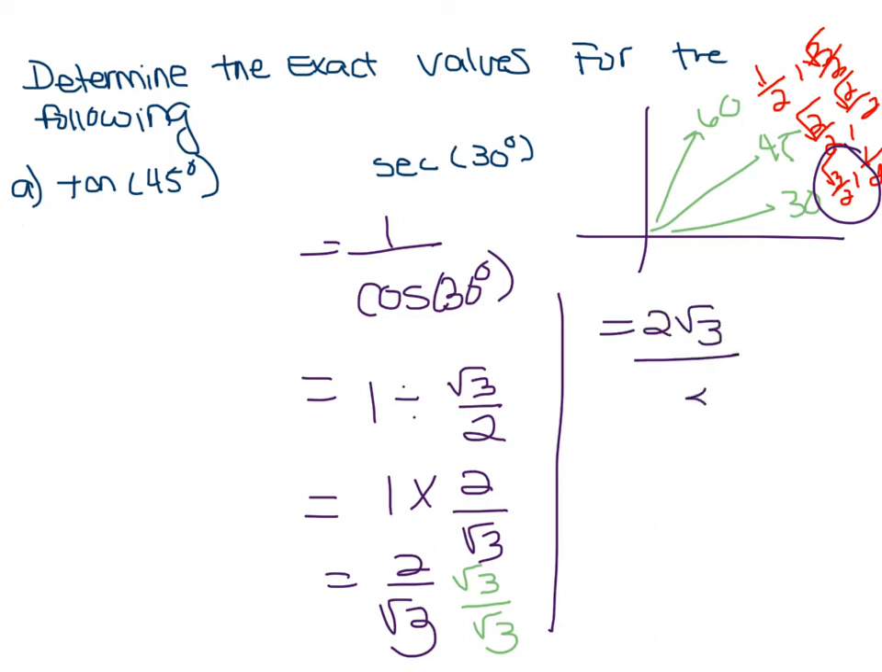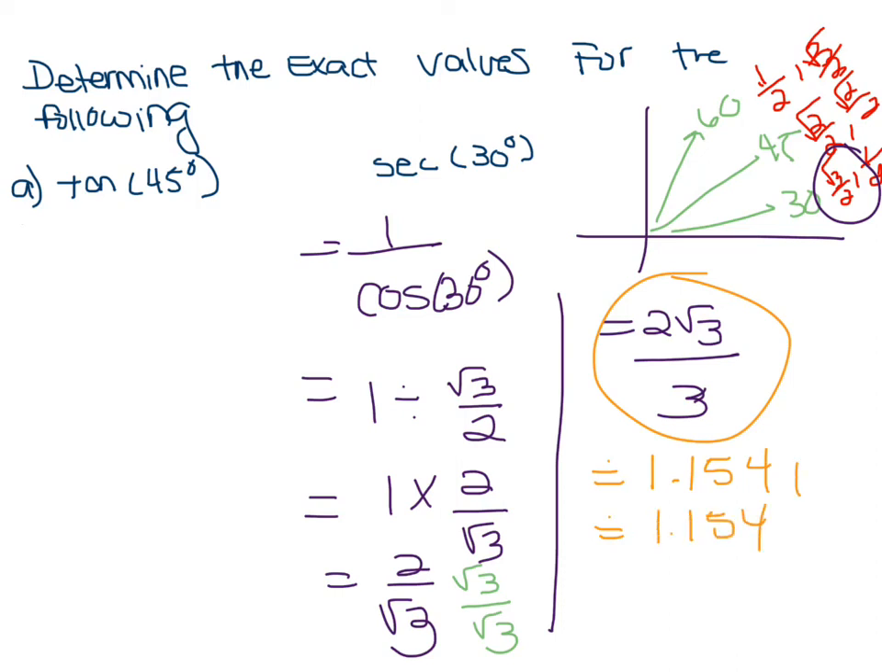and I would be left with 2 root 3 all over 3. And if I wanted to check my answer, well, what I would do is actually take 1 divided by cos 30 degrees, and that gives me approximately 1.154. And if I take my final answer and multiply 2 times root 3 divided by 3, I also get approximately 1.154. And therefore I know that my solution is in fact correct.